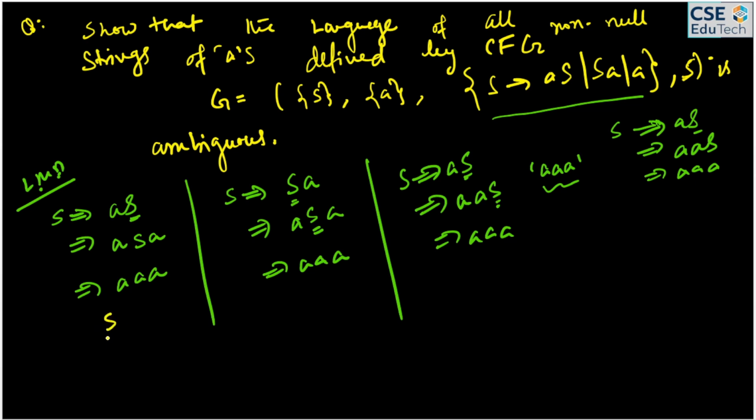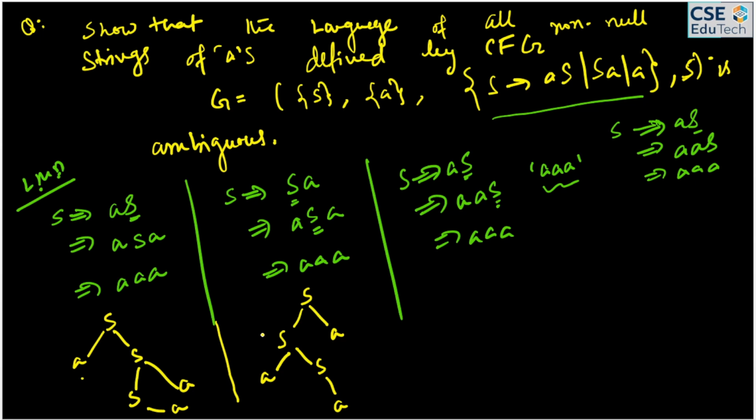Now if we draw the parse tree, then it will be more clear. We start from S. Now this S will be replaced by SA, and this S will be replaced by A. Clear? So A, and from here we can write this. Now this S can be replaced by AS, and this S can be replaced by A. Clear? So obviously from these parse trees it is clear that they are different. The parse trees are different.